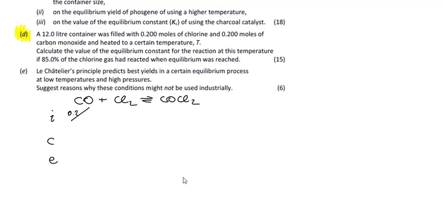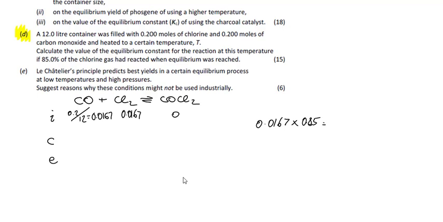So these are the different concentrations. We're told we've got 0.2 moles in 12 litres. So I'm straight away putting this into moles per litre. I've divided the 0.2 by 12 and I get 0.0167. I'm keeping that to 3 significant figures, so I've rounded the recurring 6 to 7. So I've got the same number of moles of the 2 reactants and 0 products.